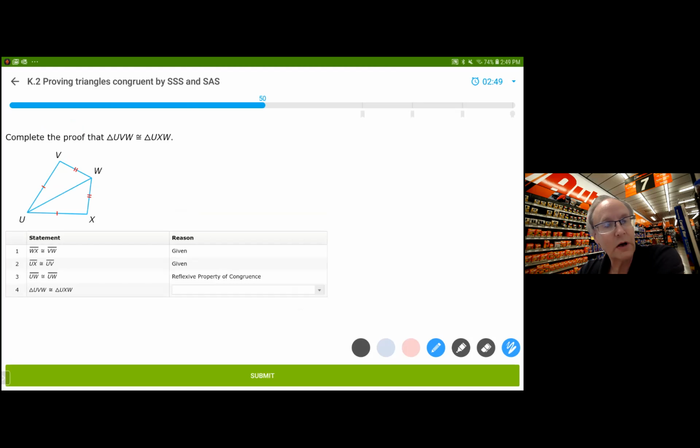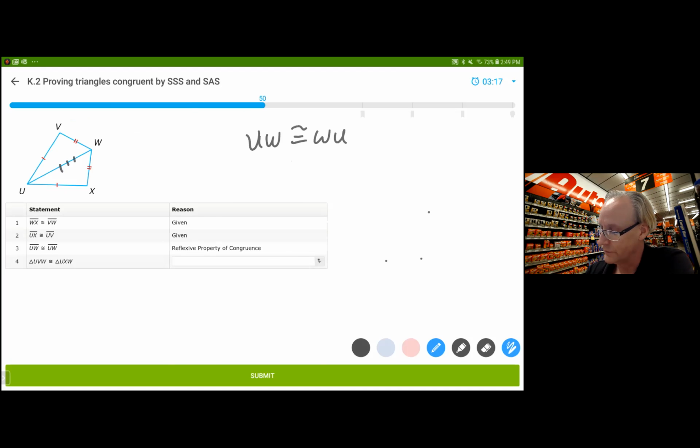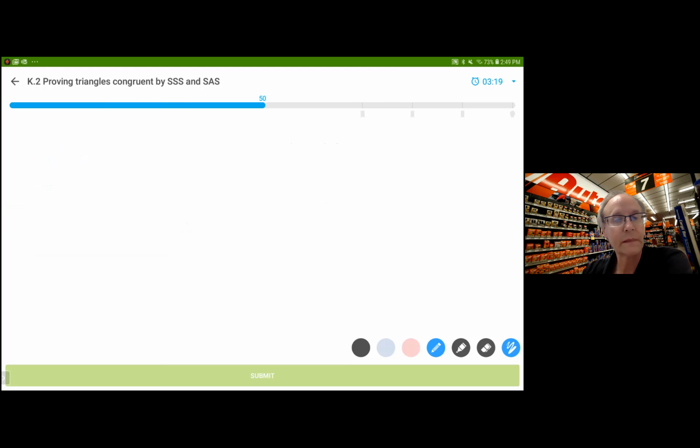Okay, this one has a common side, and common sides are congruent to each other by a weird property called the reflexive property. Well, clearly, UW is a reflection of UW. How about WU? Let's write it the other way. Then we can see that they're truly reflections of one another. And that is the reflexive property of congruence. We now have side, side, side, don't we? Let's move it up just a little bit. There it is. Okay, let's see what we got next.